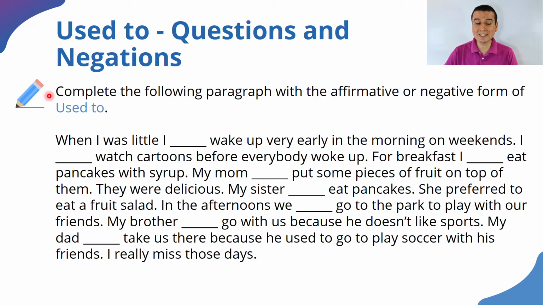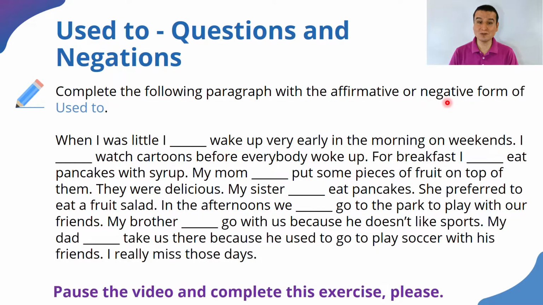The first activity that I have for you is this. Complete the following paragraph with the affirmative or negative form of used to. So we are going to practice affirmation and negation with used to. You have to read the context of each blank so that you decide whether you say used to or didn't used to. Think about what you're going to be writing. Pause my video, complete the activity, and write down your answers so that we can compare them in a moment. Please go ahead.